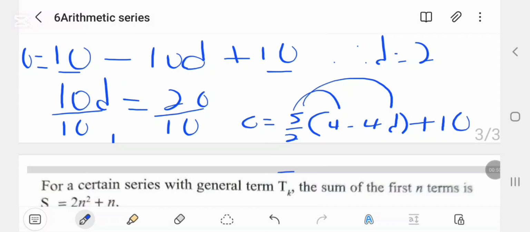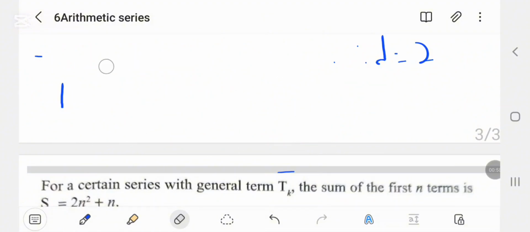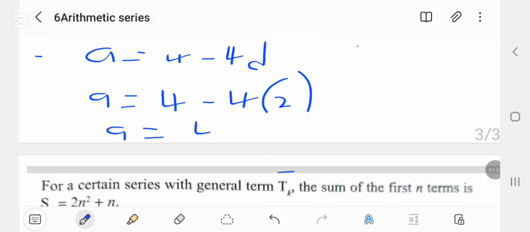So let's try and find A. We can choose which equation to use: we have equation 1, equation 2, and equation 3. Any equation is fine. Let's use equation 3, where A is equal to 4 minus 4D. So A is equal to 4 minus 4 times 2, which is 4 minus 8. Therefore A is minus 4.